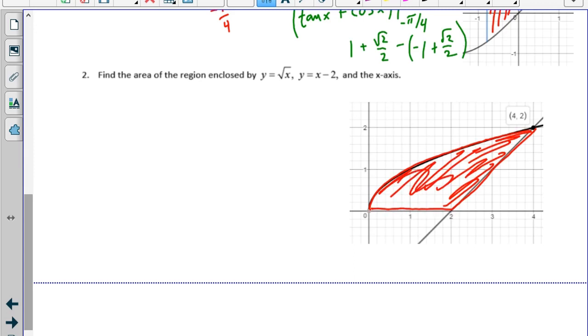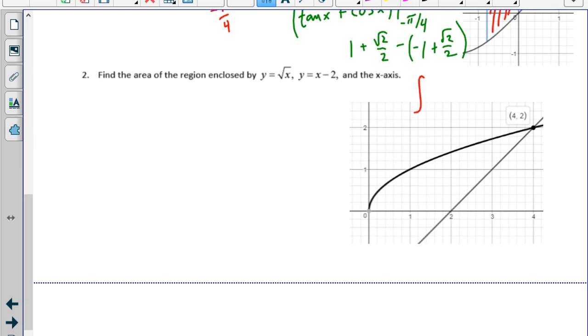Now, one thing that you're going to notice about this region is that it's not a clean region. And what I mean by that is our general form is lower bound to upper bound. So the integral from lower bound to upper bound of top curve minus bottom curve dx. Well, the issue with that is at 2, we change what the bottom curve is.